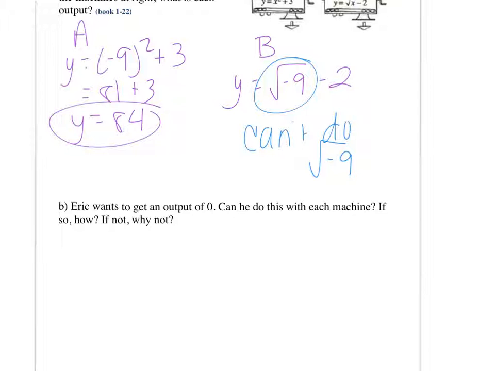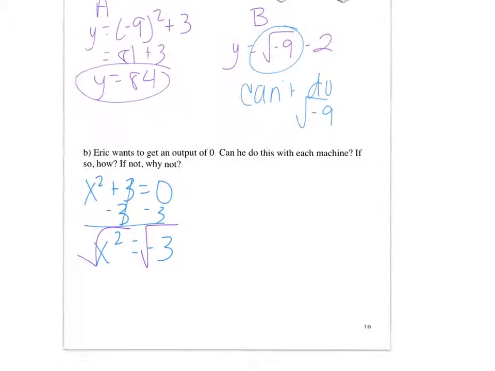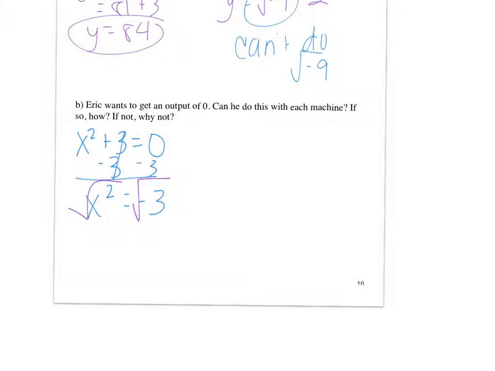Part B, Eric wants to get an output of 0. Can he do this with each machine? So what we're going to do is start by taking the equation x squared plus 3, setting it equal to 0, and solving. So we subtract 3 on both sides. X squared equals -3. Like we saw in the previous problem, we're not going to be able to do anything with this, so this is not going to work. So we can't do square root of -3.